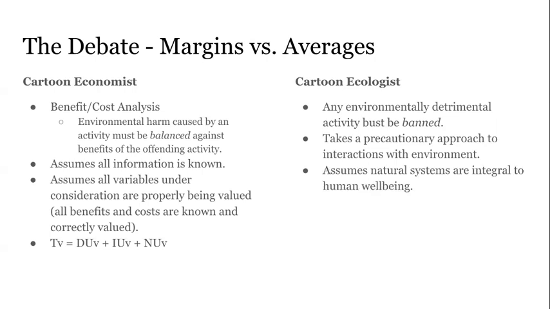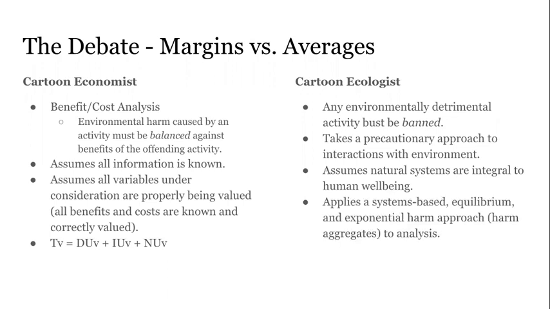It assumes natural systems are integral to human well-being, that the environment sets the outer limits for human well-being. And it applies a systems-based equilibrium and exponential harm approach, where harm aggregates, to the analysis. So it says, look, there's no such thing as a small harm. There's no such thing as dilution, because what ends up happening is that there are too many actors engaging in the same behavior. And if you look at it in isolation on an individual basis, it's like, yes, this is no problem because it's just one individual, but you can't look at it like that.